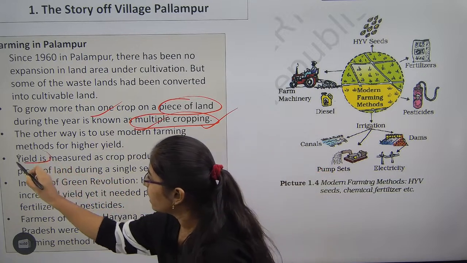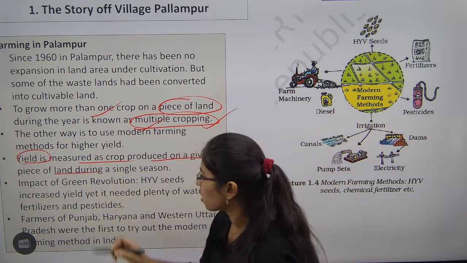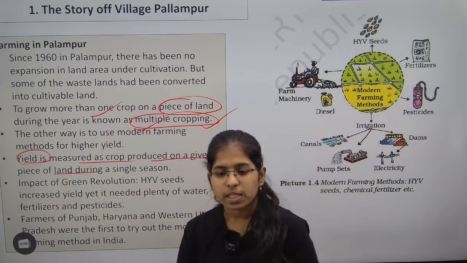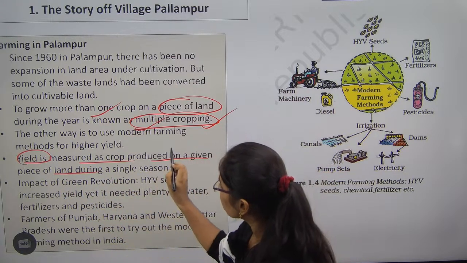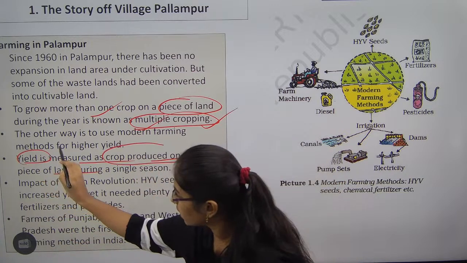And yield is nothing but it is measured as crop produced in a given piece of land in a single season. If you observe in a single season how much crop you are growing in a given piece of land, that is nothing but your yield.